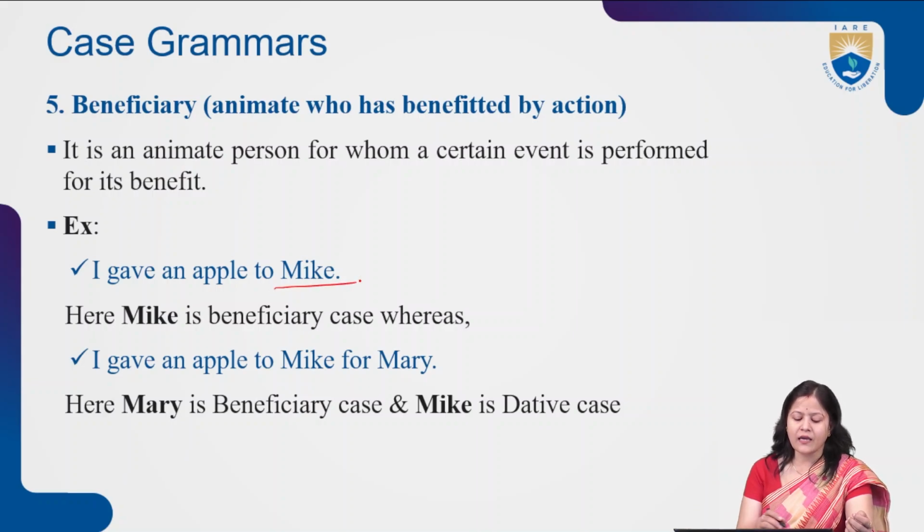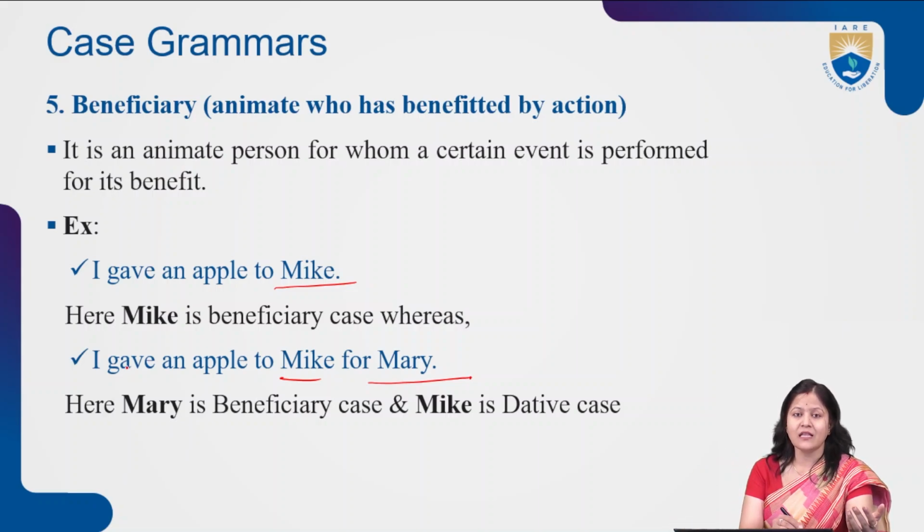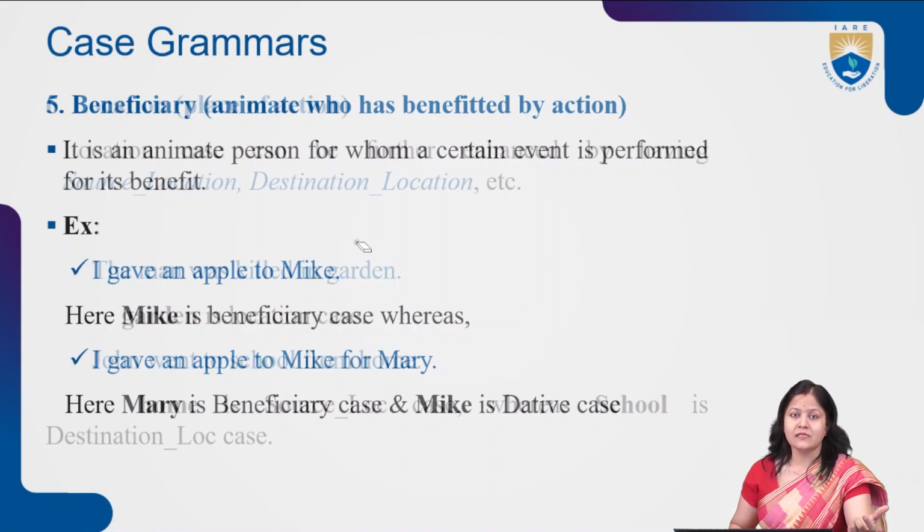Beneficiary case. I gave an apple to Mike for Mary. So Mary is the beneficiary. But who is the dative case? Mike is the dative case. I is the agent, myself is the agent. I am performing the action. Giving is nothing but the action case. Apple is the object. Mike is the dative case. Mary is the beneficiary case. And in the first sentence, in the same way, I is the agent, gave is the action, apple is the object, Mike is the beneficiary case. So this is the way we can find out all the cases in a particular sentence.